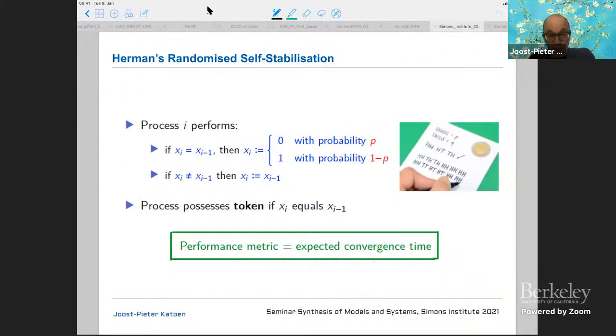So the algorithm is basically only two lines. So what does a process do? They all do the same. If your value is the same as that of your neighbor, then you flip a biased coin. If your value is different from your neighbor, then you just copy the value of your neighbor. And that's it. And then a process is possessing a token if your value equals that of your left neighbor. And what are we interested in? We are interested in what is the expected number of steps until this algorithm is going to stabilize.